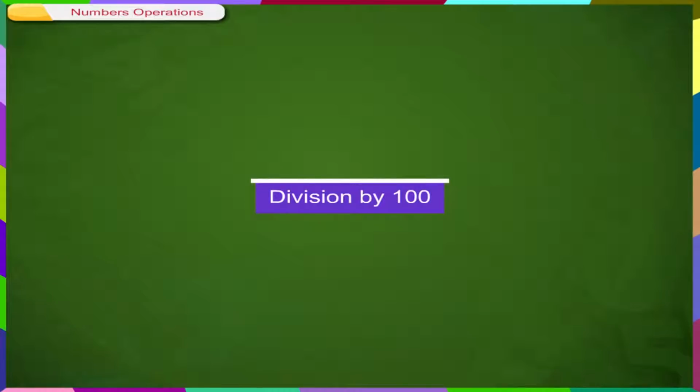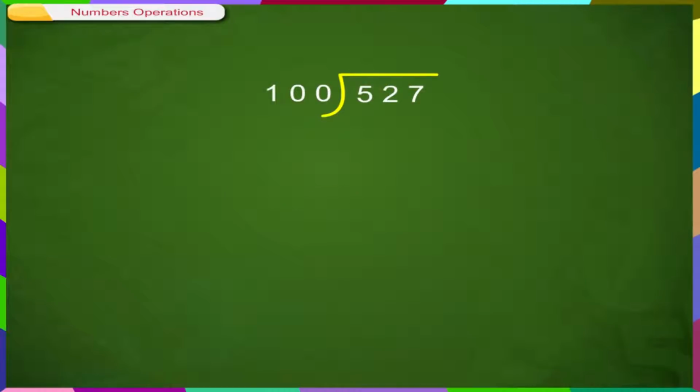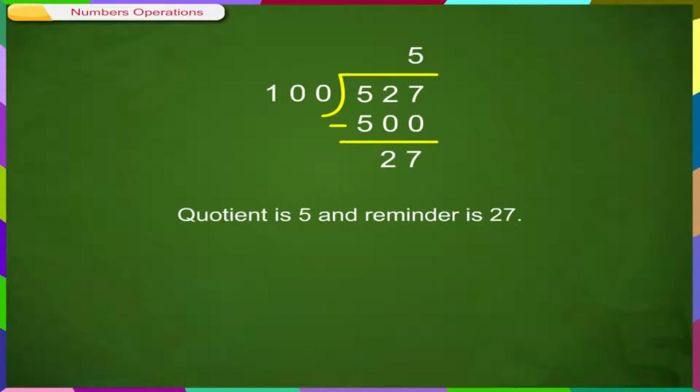Division by 100. Divide 527 by 100. Solution. When a 3-digit number is divided by 100, the quotient is the digit at hundreds place. The number formed by tens and ones digit of the dividend is the remainder. When we divide 527 by 100, we get quotient as 5 and remainder as 27.